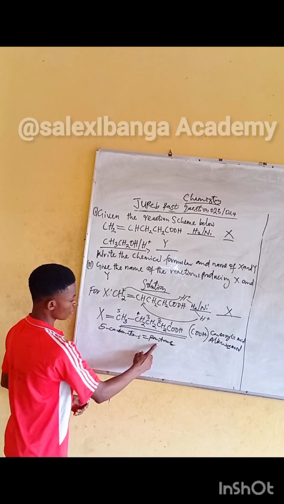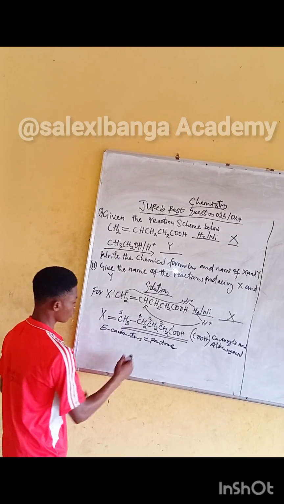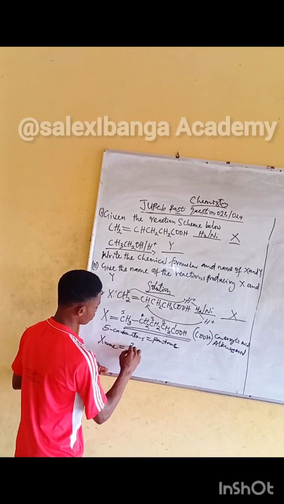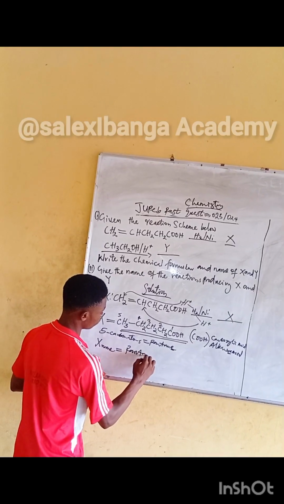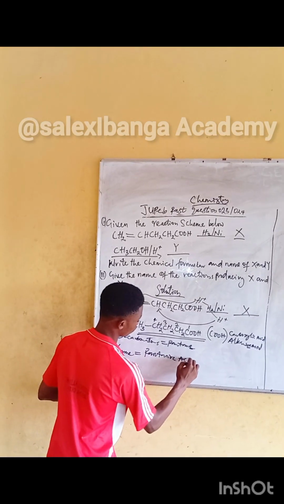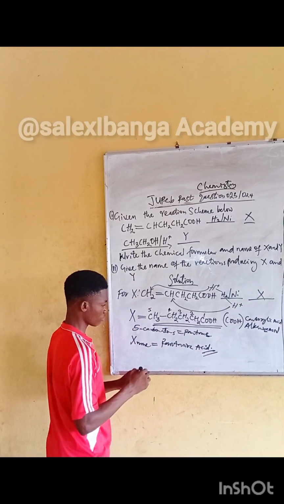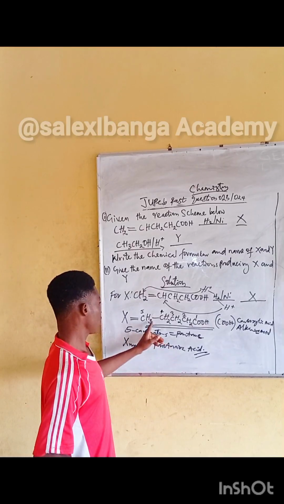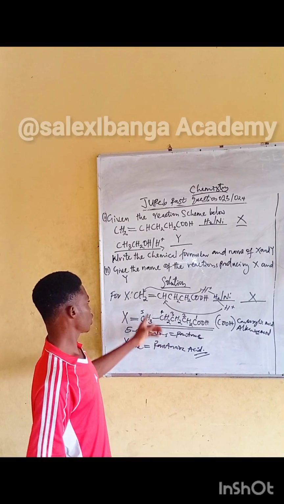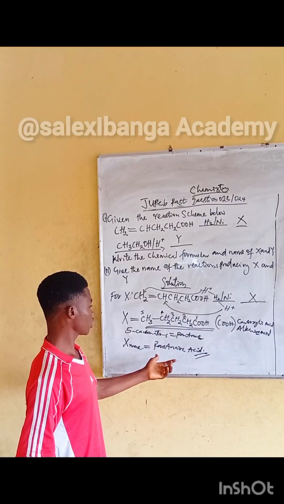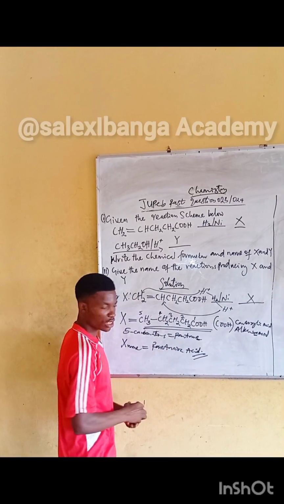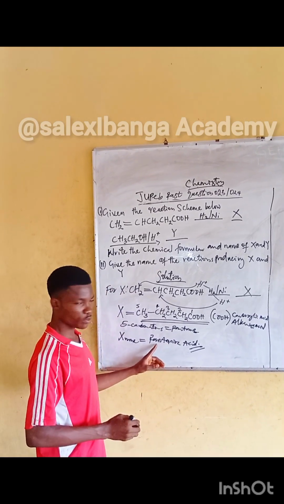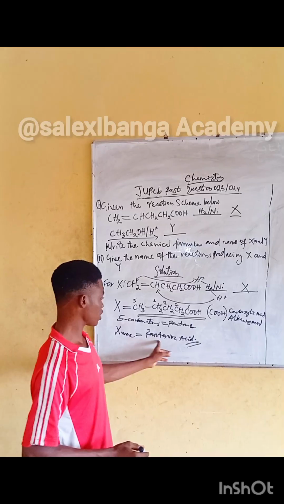So naming this, we know that our mother name is pentane. So our name of X is pentanoic acid. This is our name of X, pentanoic acid, because everything is a single bond. If it was a double bond, you could have seen the difference. Notice that here there is a change to E. But now at this point, it's a single bond, so we name it as pentanoic acid.